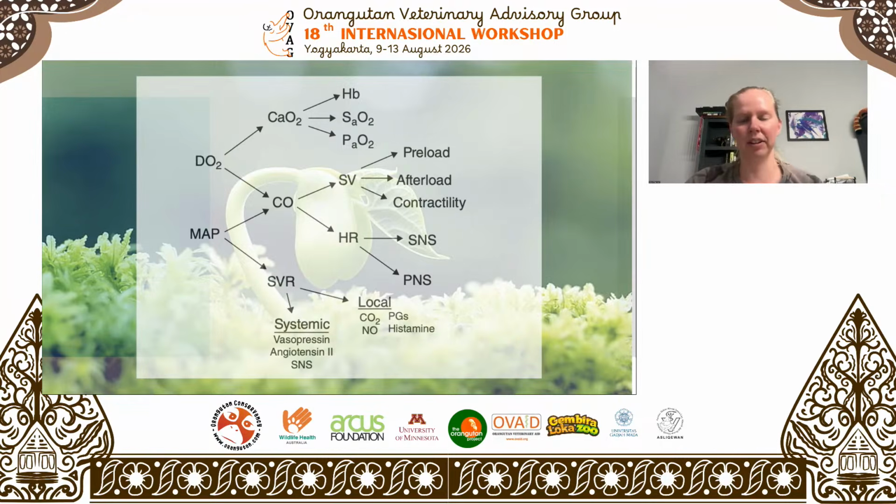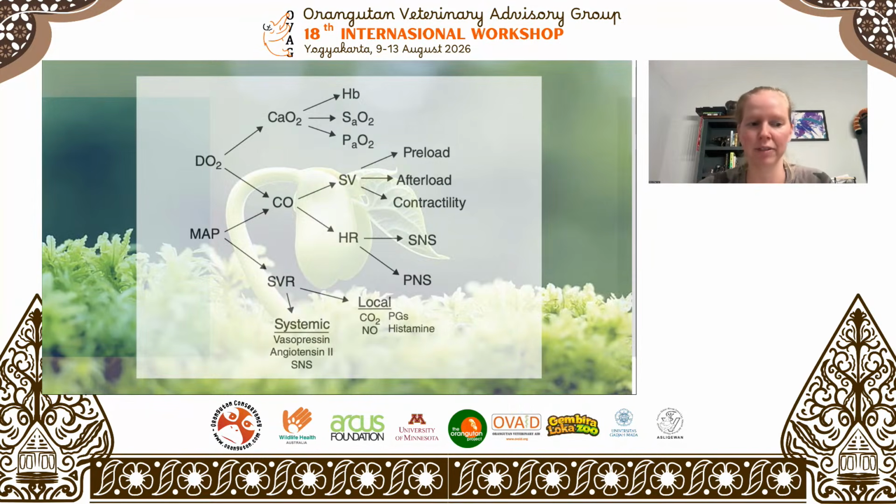So this is called the Tree of Life because it is truly exactly everything that you and I, as well as our orangutan patients, need to be functioning normally in order to be alive. So this DO2 here stands for delivery of oxygen, and down here that stands for mean arterial pressure. So we need oxygen being delivered, and we need a blood pressure to deliver that oxygen in order for us to be alive.